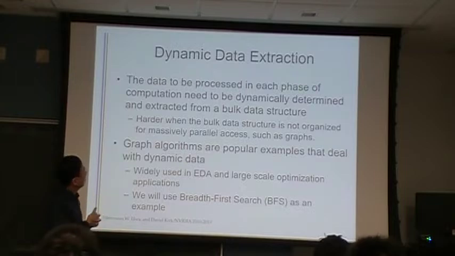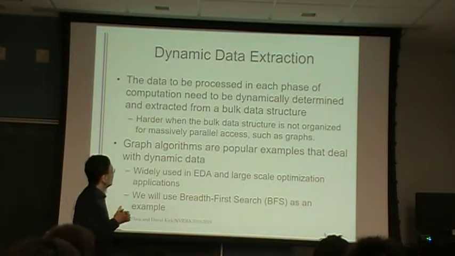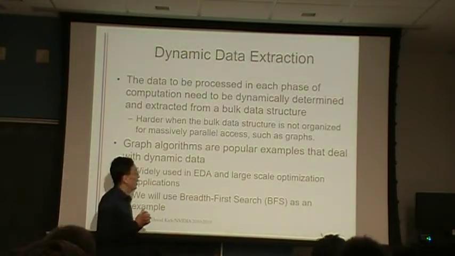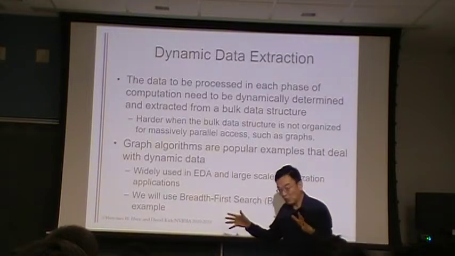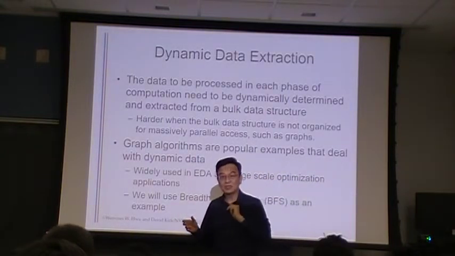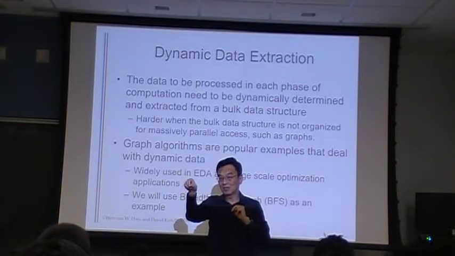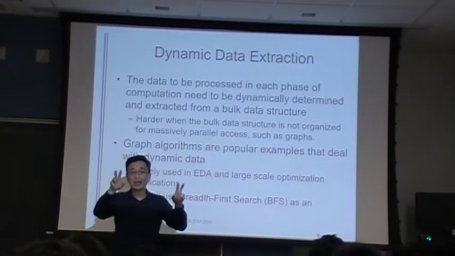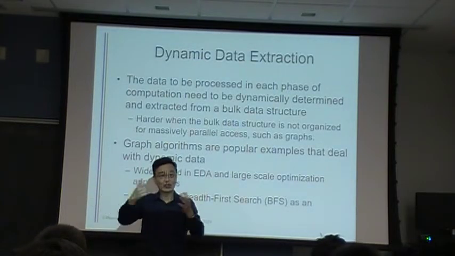The data to be processed in each phase of the computation needs to be dynamically determined and extracted from a bulk data structure. This is harder when the bulk data structure is not organized for massively parallel access, such as graphs. When you have a simple two-dimensional array, given two indices, you can easily find the element, right? If many threads need to access those elements, as long as they have the indices, they can just go in, find the position, and fetch the data.